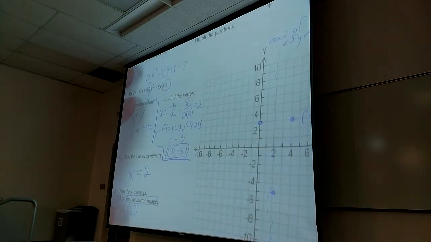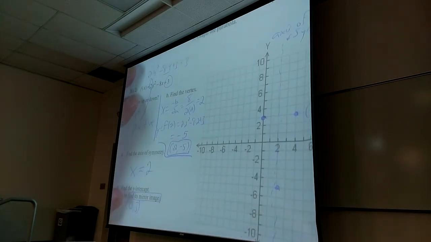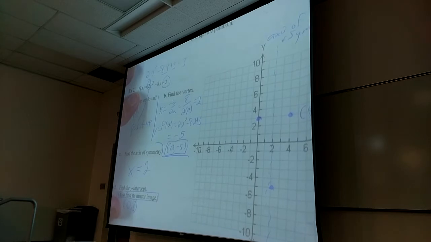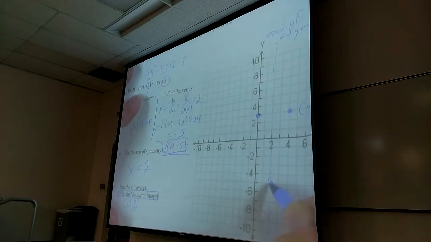So you can always double check that mirror image point, because it comes from out of nowhere. So how do you trust it? Make sure it does what it's supposed to do. Make sure it works in the equation. That's what it is.